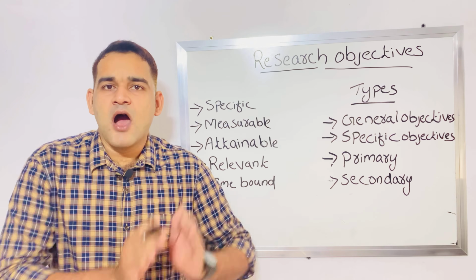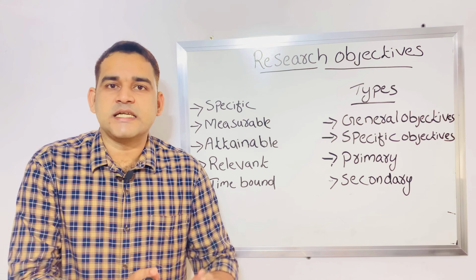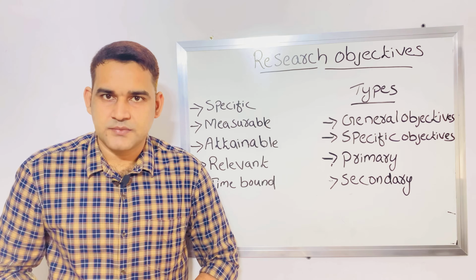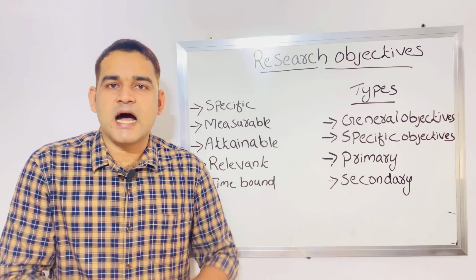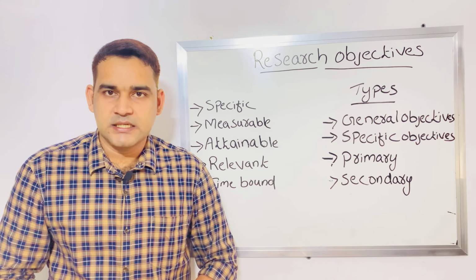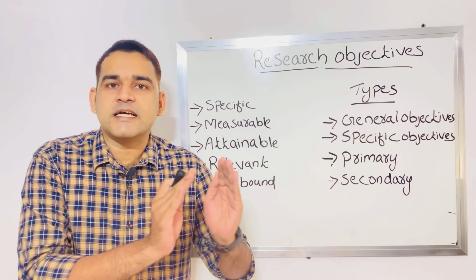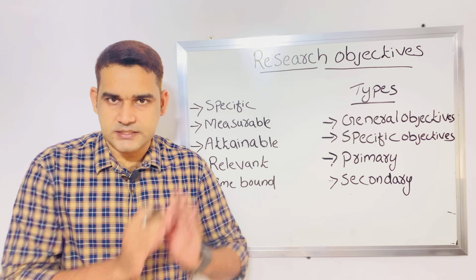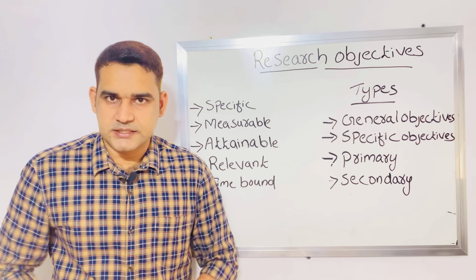Research objective is the goal of the research. Without it, the research is aimless. Okay, so the research objective always addresses the purpose of the research. What is the purpose of the research? Some purpose will be there to conduct the research. It will address the purpose of the research. So research objective is the goal of the research.